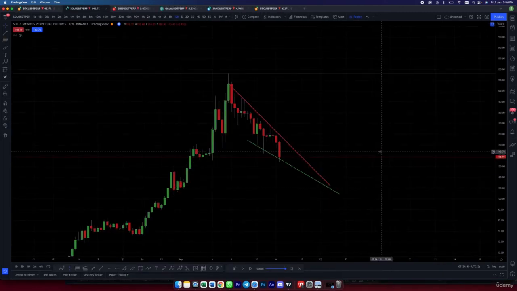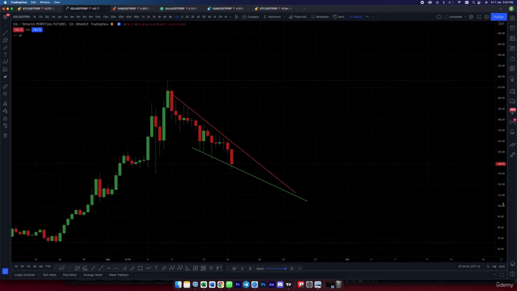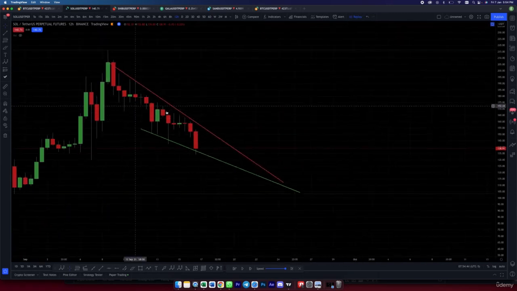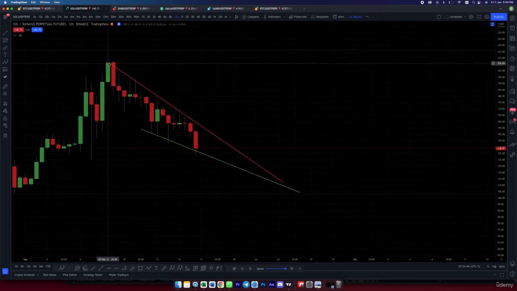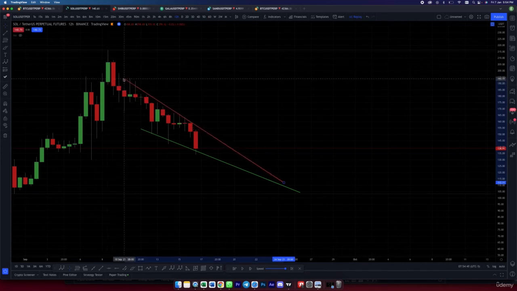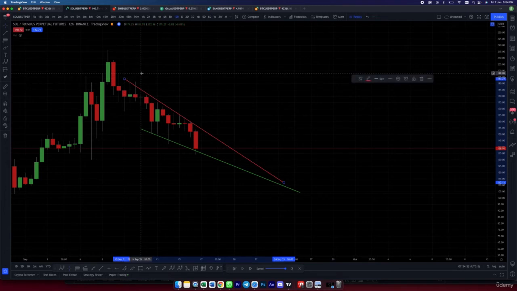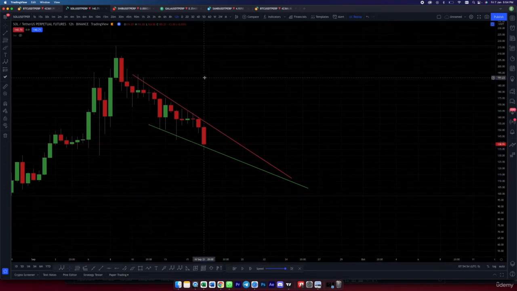So here is an example of Solana, and as you can see, we clearly have a resistance and support level. Some people like to draw it from the body, some people like to draw it from the candles, or some people just draw it wherever it suits. So I will just draw it here, maybe something like this.